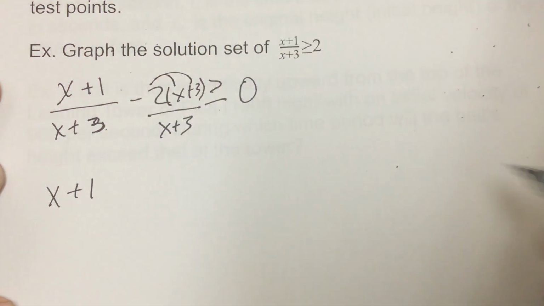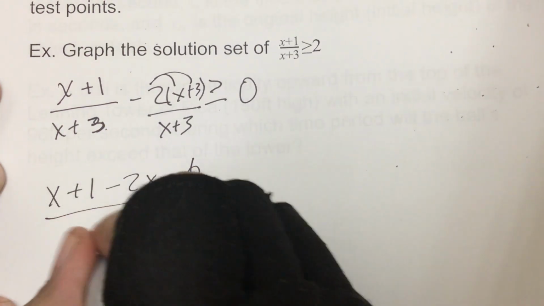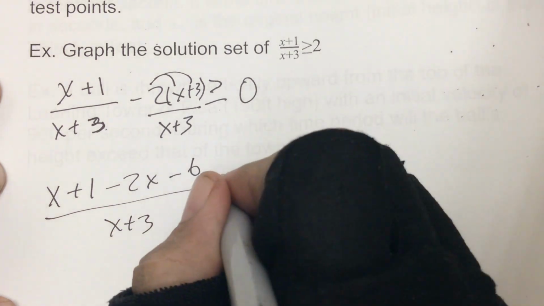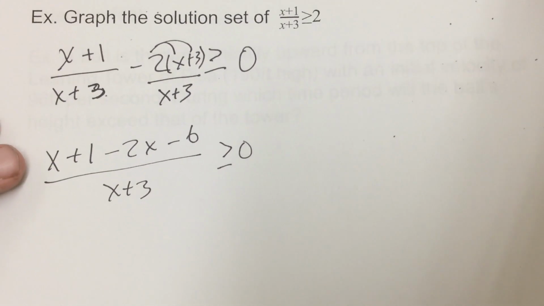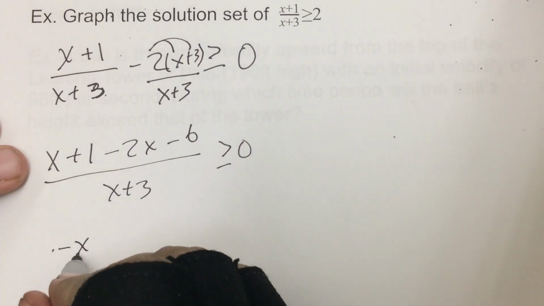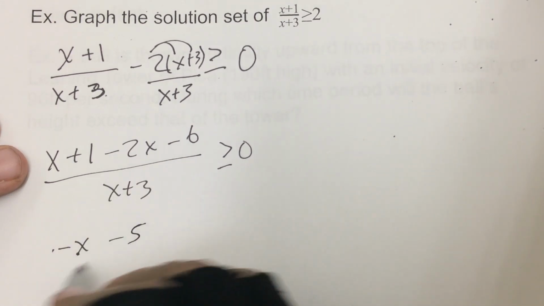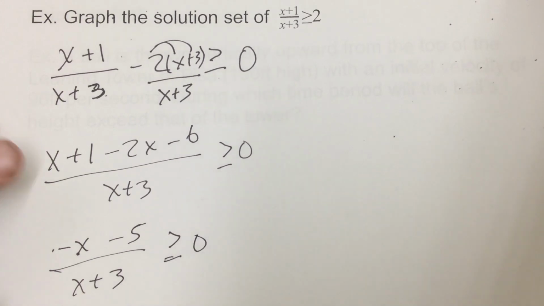We'll have to distribute the minus 2 in. We have a minus 2x minus 6 over x plus 3, which again is greater than or equal to 0. And then we can put like terms together. x and minus 2x would be a minus x. 1 and negative 6 would be a minus 5, over x plus 3, greater than or equal to 0 again. So we have it all as one fraction on the left side.